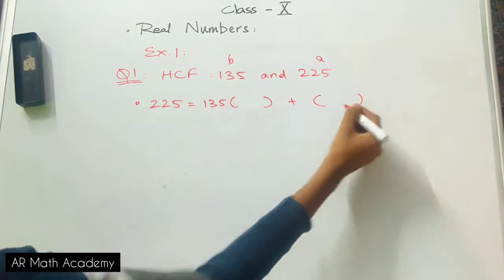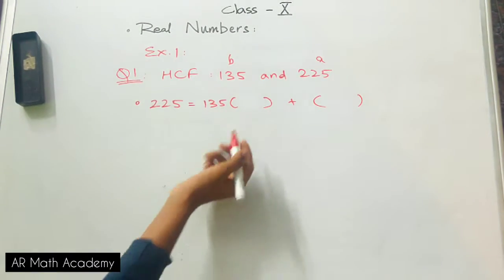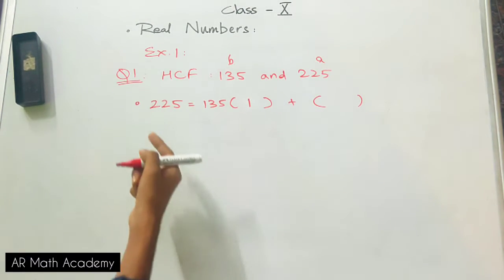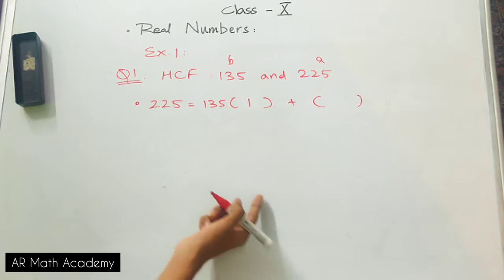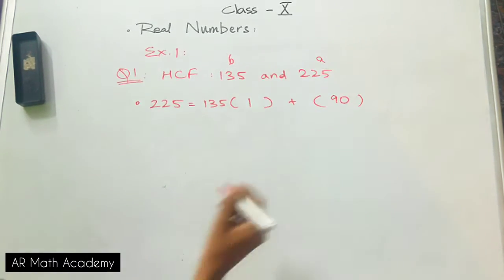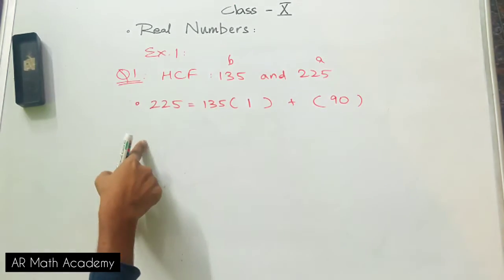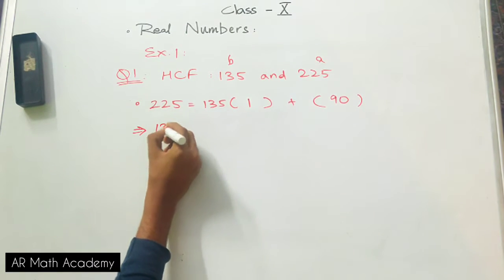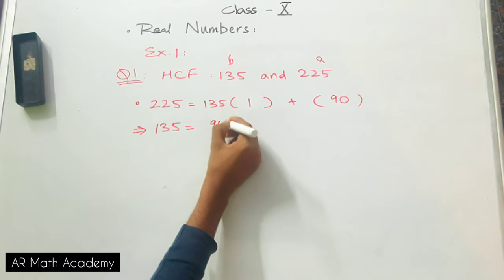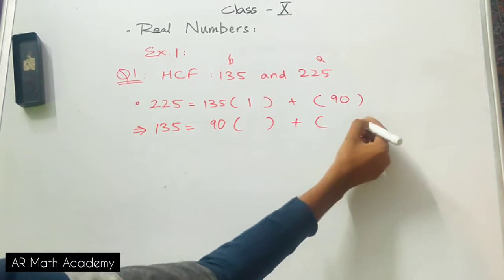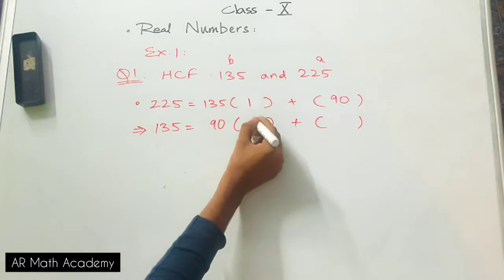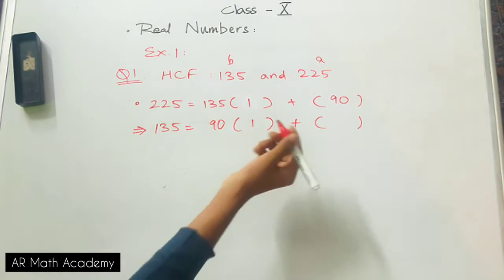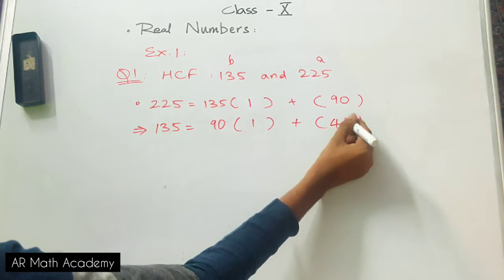Now our objective is to find this Q and R. So what will it be? This will be 1 time. So 135 times 1 will be 135. So 225, what will be the remainder of it? The remainder will be 90. Now what you do is take this as A and this as B. The second step will be taking this 135 as A. 135 equals 90 times something plus another number. This will also be 90 times 1, which is 90, plus the remainder. 135 equals 90 plus 45, right? So 45 will be your remainder.